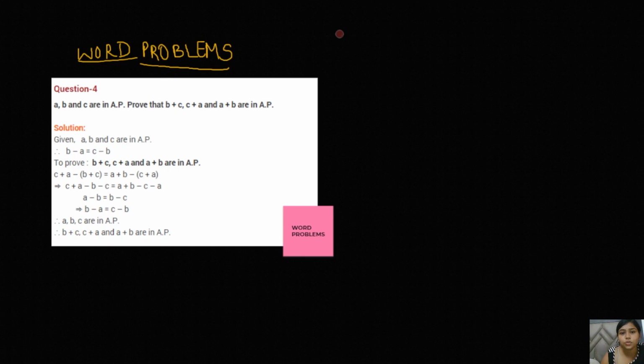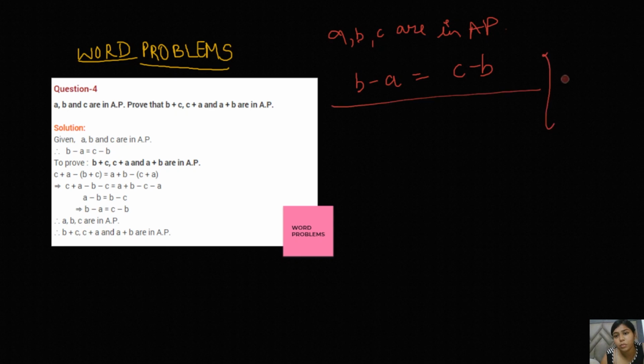So it is given that A, B, C are in AP. This is already given. So if they are in AP, it means B minus A will be equal to C minus B. Why? Common difference, they must be equal. What you have to prove is that this particular thing is also in AP.